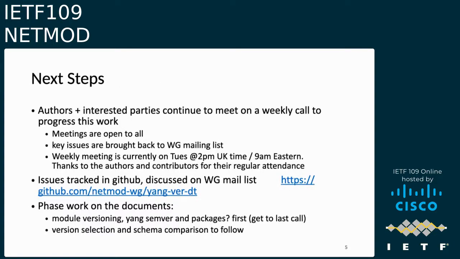We are interested to have interested parties participate and contribute to this work. We are having weekly calls on Tuesdays, 2 p.m. UK time. Anybody can come in and contribute there, authors and others. We have a GitHub issue tracker. You can see the link there. So anybody can add new issues with the drafts there. And we have a plan that we would like to release module versioning, Yang Semver, and packages as one unit probably first, and then save selection and comparison for a little bit later. Next, please.